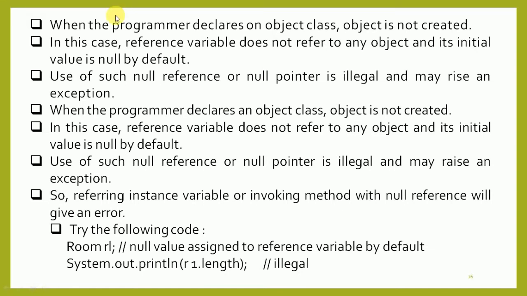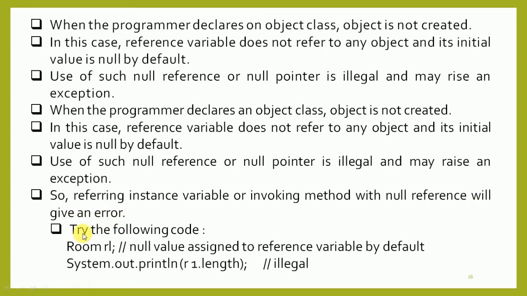When a programmer declares an object of a class, the object is not created. In this case, a reference variable does not refer to any object and its initial value is null by default. Use of such a null reference or null pointer is illegal and may raise an exception. Referring to an instance variable or invoking a method with a null reference will give an error.